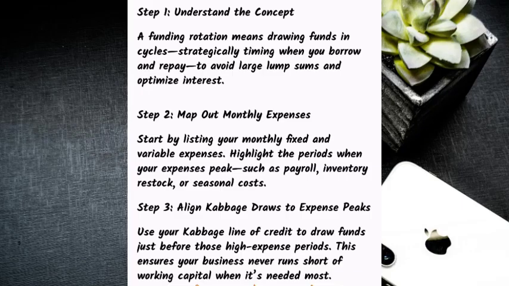Step two, map out monthly expenses. Now, start by listing your monthly fixed and variable expenses. Highlight the periods when your expenses peak, such as payroll, inventory restock, or seasonal costs.